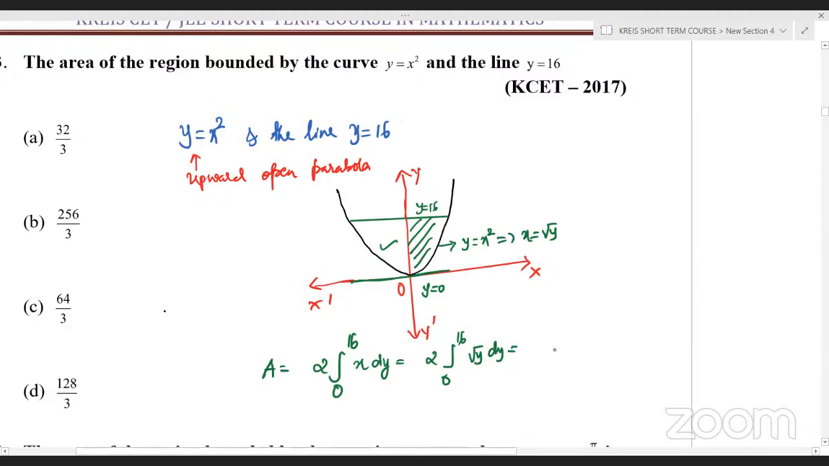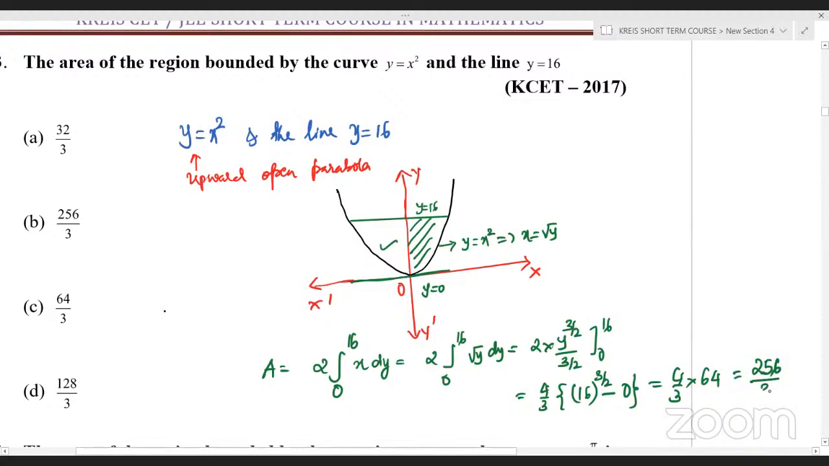So this is going to be 2 into root y integration, y to the power 3 by 2 divided by 3 by 2, evaluated between 0 and 16. It is 4 by 3 into upper limit 16 to the power 3 by 2 minus lower limit 0. It is 4 by 3. 16 is 4 square. 2 gets canceled. You are left with 4 cube. It is nothing but 64 minus 0. So 64 into 4, you are going to get 256 divided by 3. So option B is going to be the correct answer for this question.